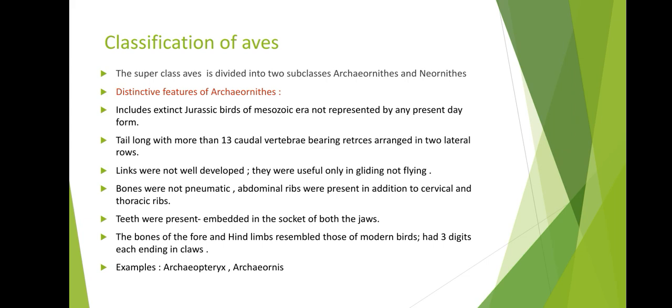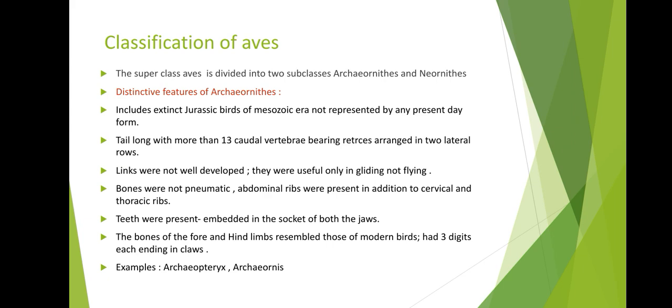Next, we will study the distinctive features of Archaeornithes. These include extinct Jurassic birds of the Mesozoic era, and are not represented by any present day forms. The tail was long, like that of a lizard, with 18 to 20 caudal vertebrae. Tail feathers were also present on either side of the tail.